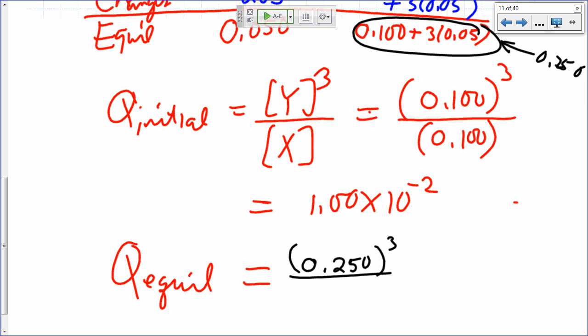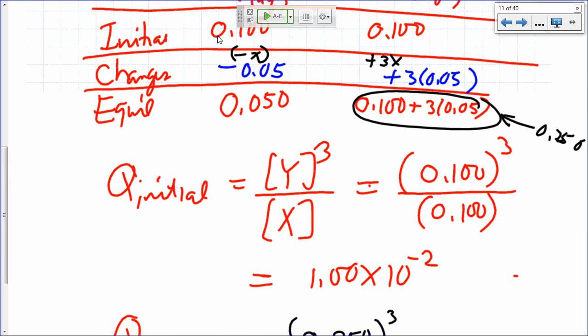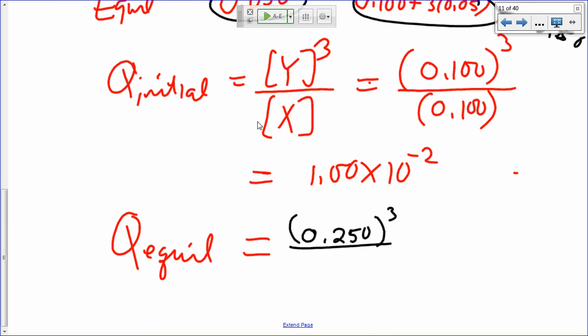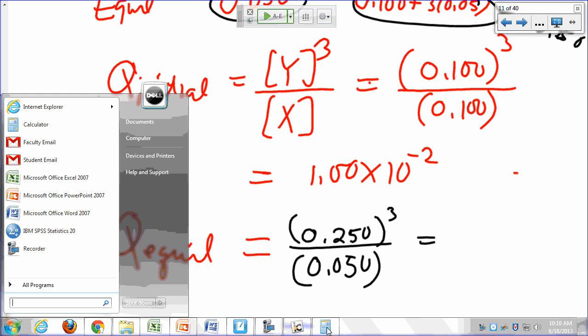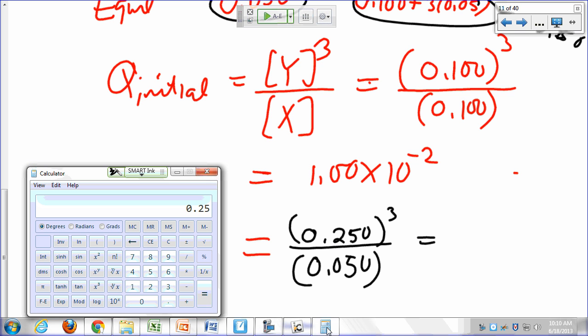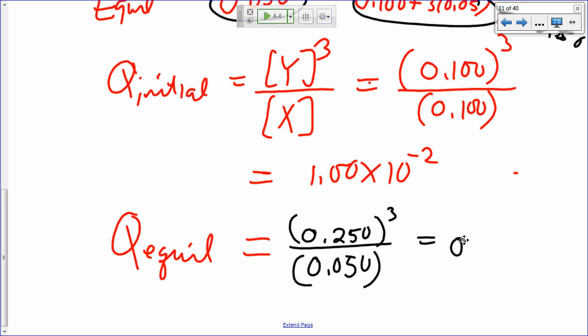And what's my denominator now? It's not 0.1 anymore, it's now 0.05. So divided by 0.05. So what's 0.25 cubed over 0.05? 0.25 raised to the power 3 divided by 0.05 equals 0.3125. So that's about 0.313.